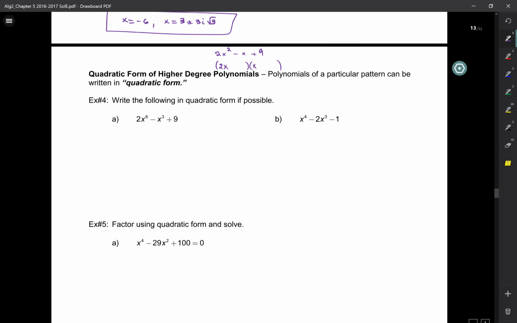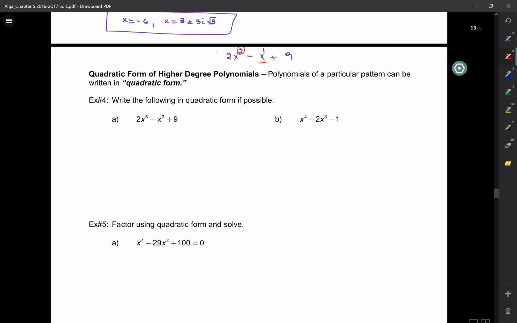9 and 1? Sorry, we're not going to factor this. We're just going to rewrite it. So basically, if we did have 2x squared minus x plus 9, okay? What's the situation here? I have here an x to the power of 2, and then what is the exponent of this x here? 1. And how do the 2 and the 1 relate? The 2 is double the 1, right?